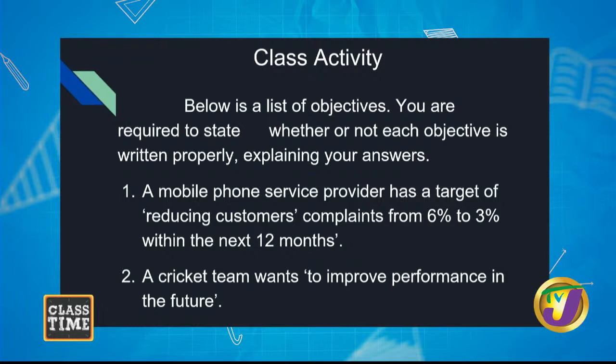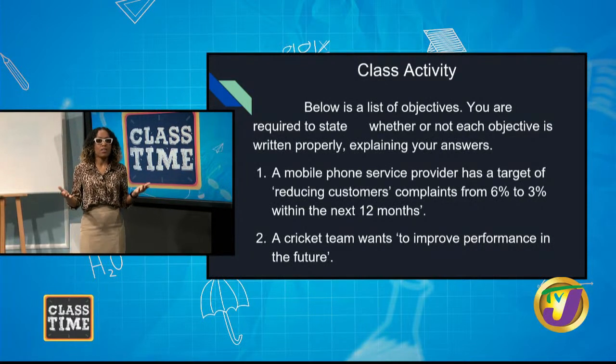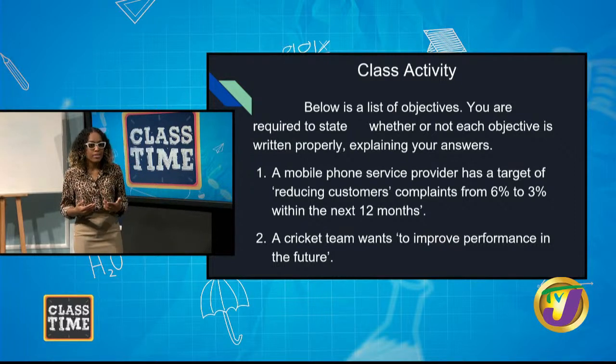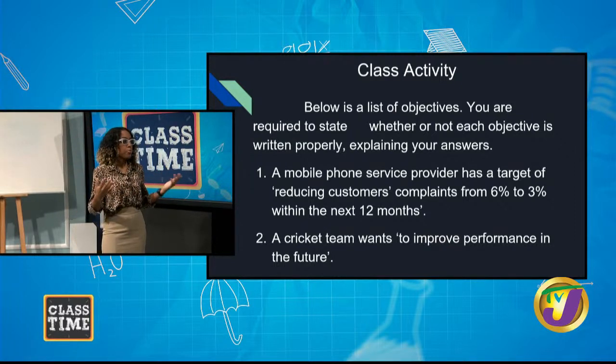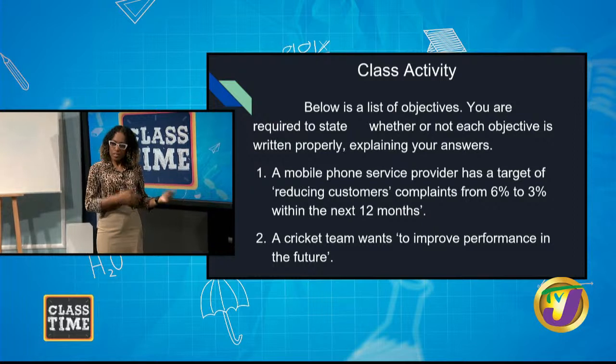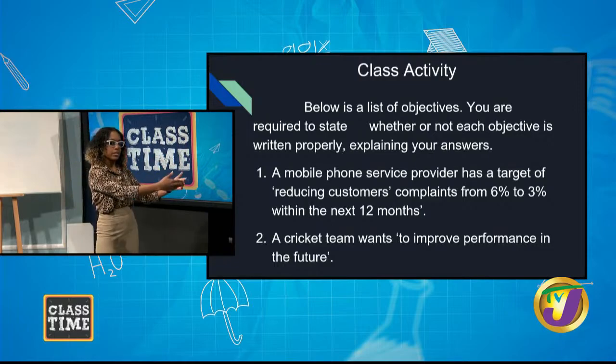Let us now look at the other one. A cricket team wants to improve performance in the future. Do you think this is a SMART objective? No, I don't think so either. Why is this not a SMART objective? The elements are not present. The specific, the measurable, and so forth are not present here, because it just states to improve performance. How are we going to improve performance? By when? You understand? Right. So we have to ensure that all elements are present when we are writing an objective.